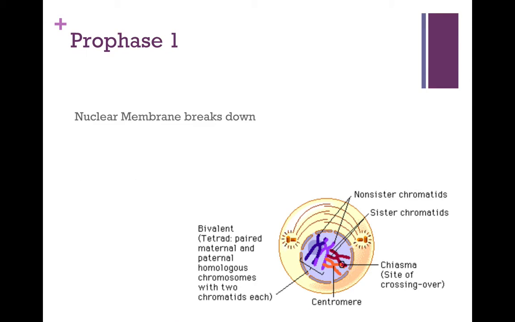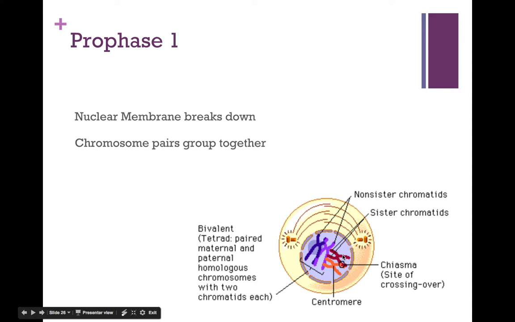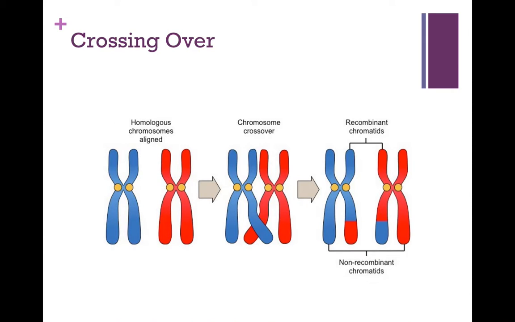Prophase I, the nuclear membrane breaks down, so that should sound familiar to prophase in mitosis. The chromosome pairs are going to group together, so this looks a little different than what you see in mitosis, but you have the pairs of chromosomes pairing up and grouping together. And then this is what makes meiosis unique. During prophase I, crossing over happens. So I've got another picture on the next page that I want to show you of what crossing over is.